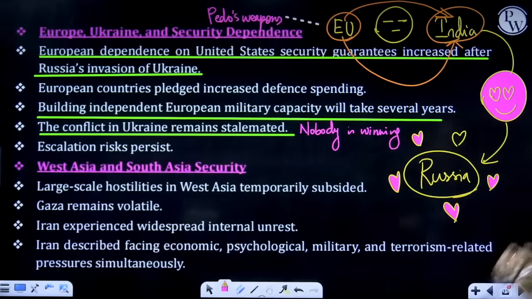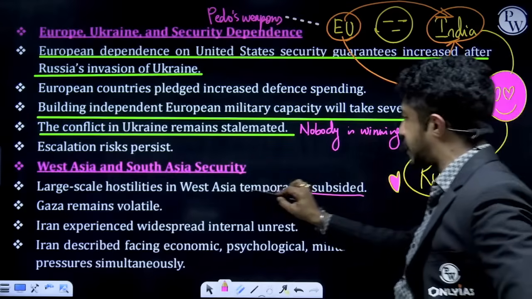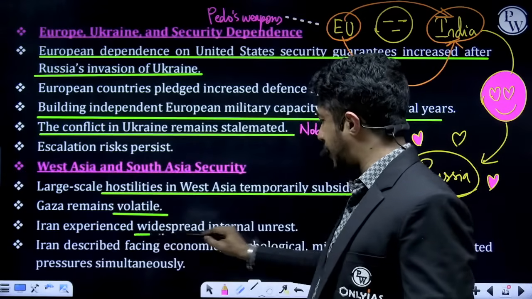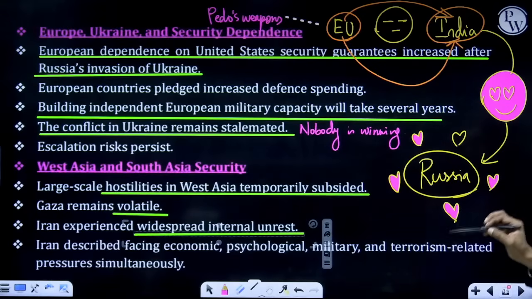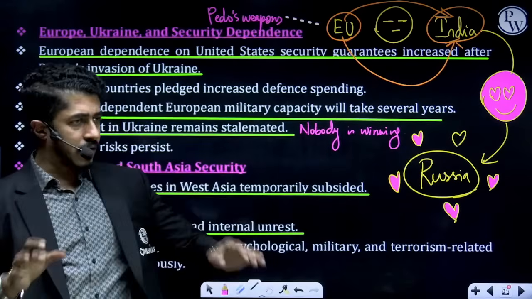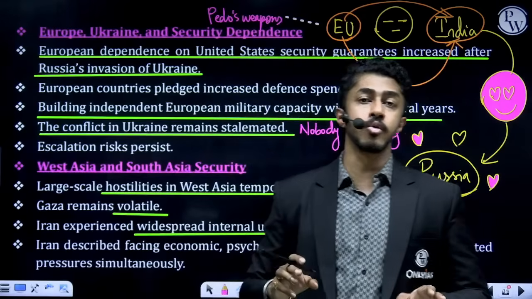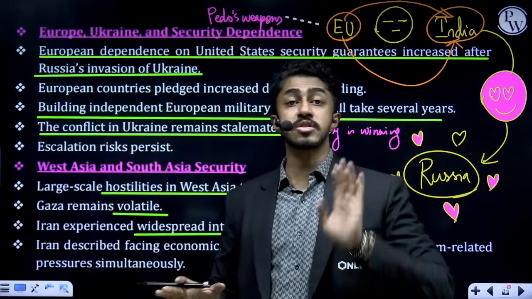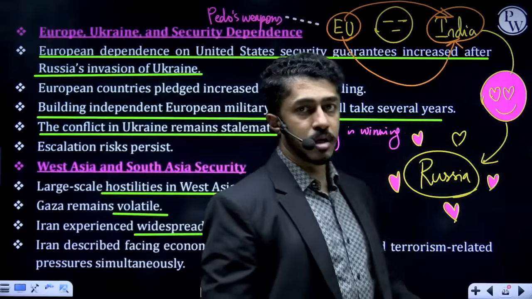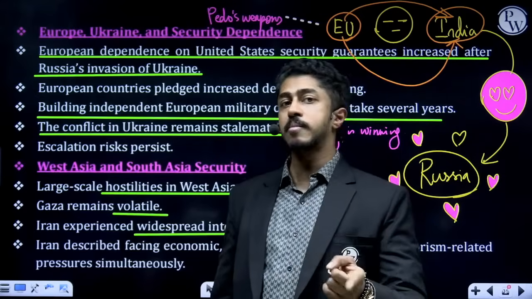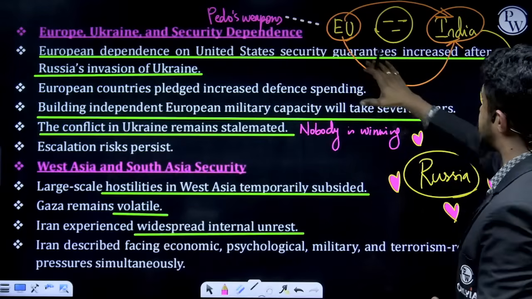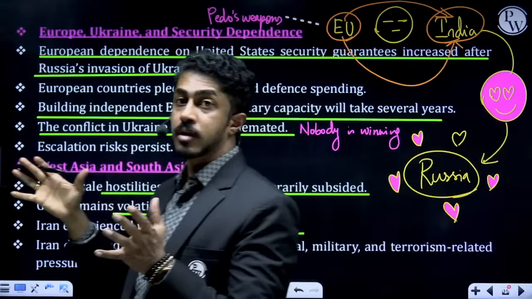Escalation risk persists. West Asia and South Asia security. Large-scale hostilities in West Asia temporarily subsided. Gaza remains, however, volatile. Iran experienced widespread internal unrest. Iran described facing economic, psychological, military and terrorism-related pressures simultaneously. So in Gaza and other areas, what is happening? Again, there also issues are still troubling, but nobody cares for it anymore. Because the real drama is happening where? In the West for the first time. To be very honest, I am happy. Because always, to quote our foreign minister, Europe should stop behaving as if the world's problems are not Europe's problems, but Europe's problems are the world's problems. When literally trouble came knocking at their door, that is when they want to engage with all the other countries of the world. Got the point here?